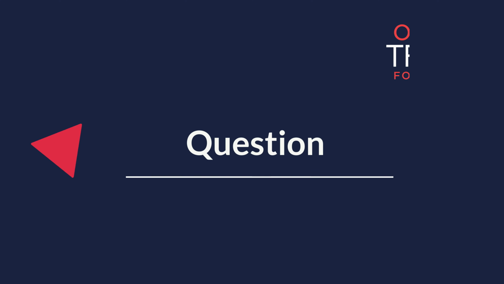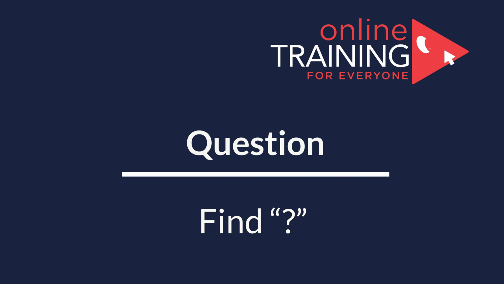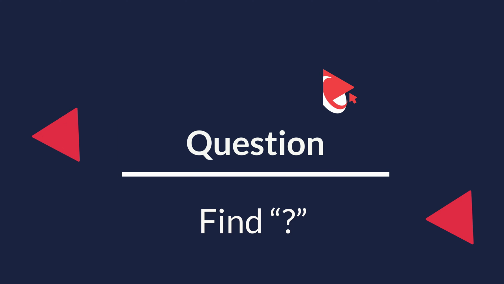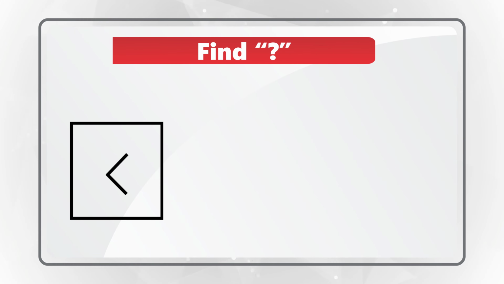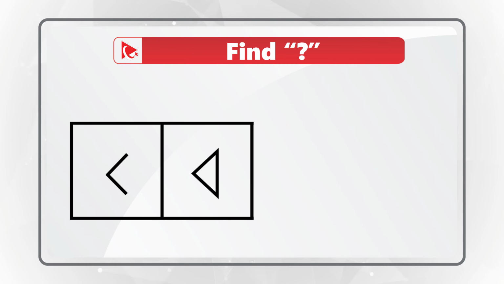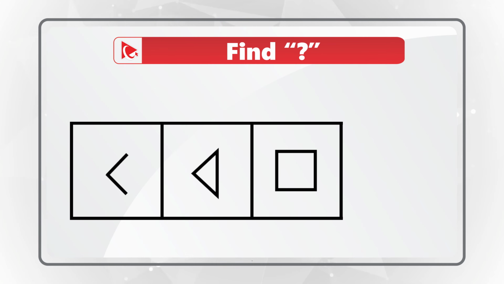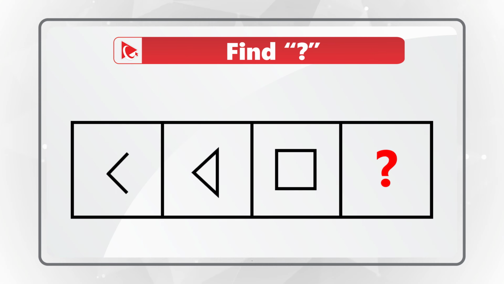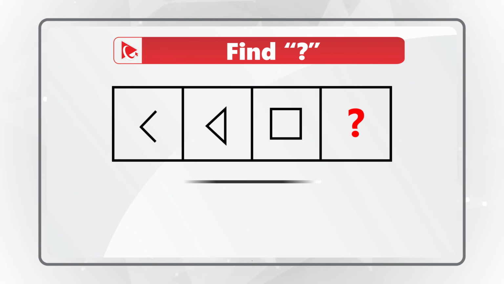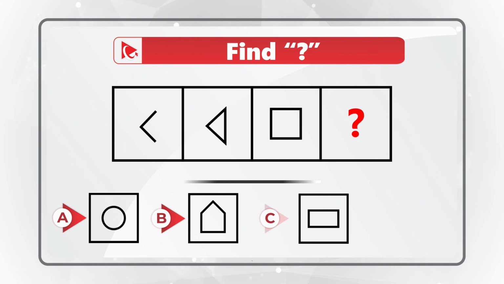Here's a wonderful question to test your analytical skills. You're presented with a series of shapes in the boxes. The first box has the arrow pointing left. Second box has a triangle pointing left. Third box has a square. And then comes the box with the missing shape. You have 4 different choices to choose from. Choices A, B, C, and D.